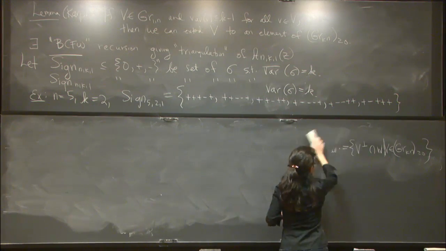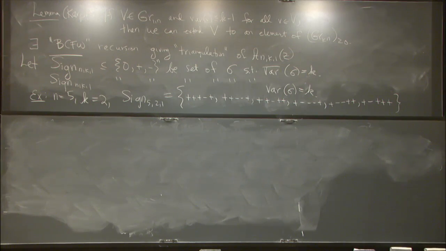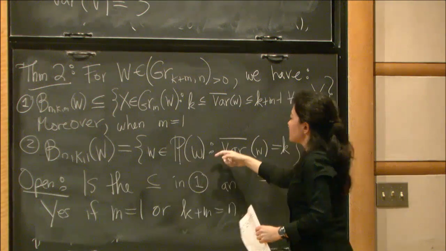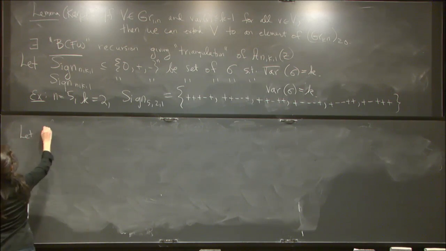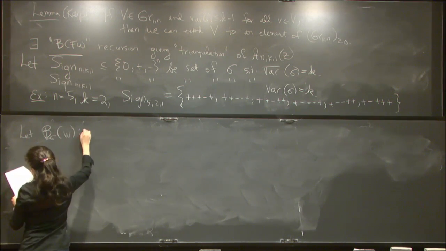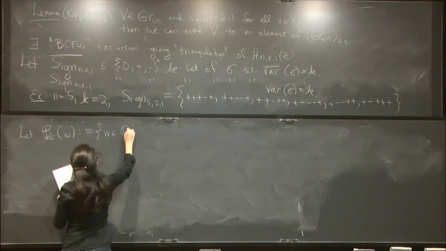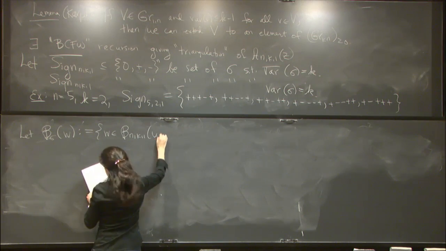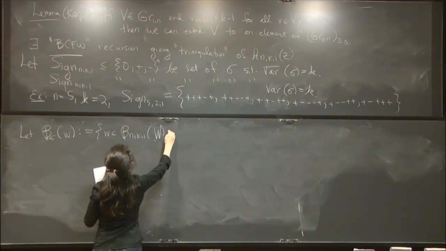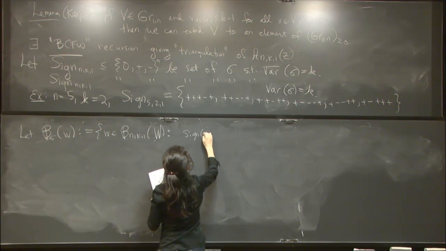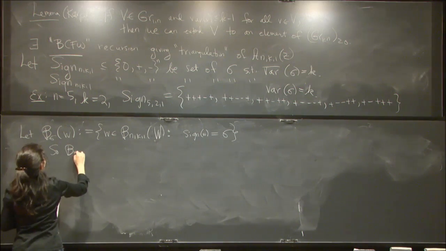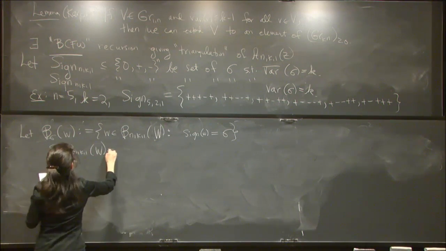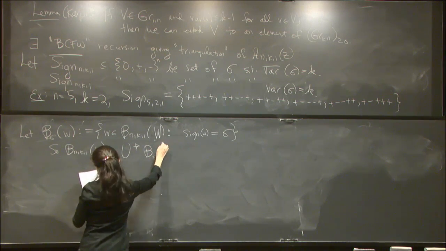And so the obvious thing to do is simply to partition this set of vectors based on what is the associated sign vector. So let's let B sub sigma of W be all elements in the n,k,1 amplituhedron such that sign of W is sigma. And so our amplituhedron is the disjoint union of these pieces.